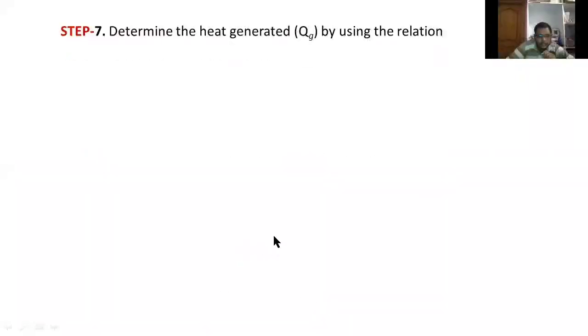In step number 7, determine the amount of heat generated by using the formula Qg equal to mu Wv. This is the formula for the amount of heat generated. Here Qg means the amount of heat generated, and mu is the coefficient of friction.